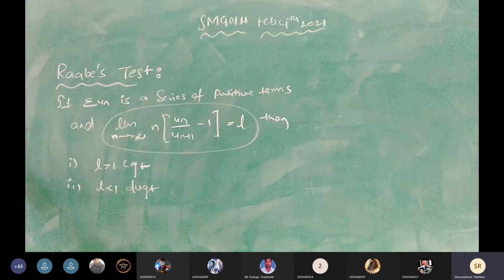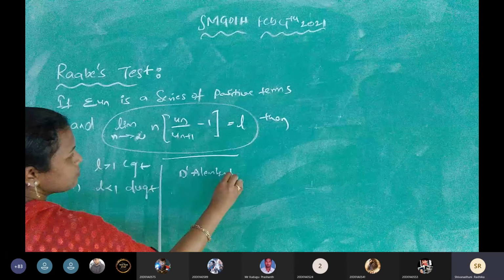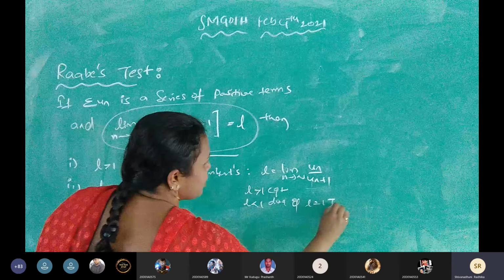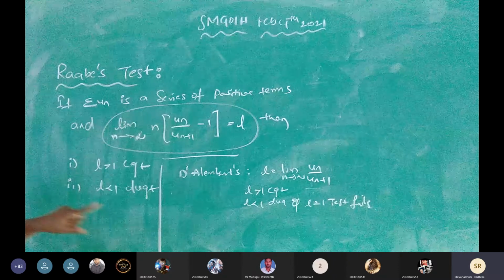Now, what is D'Alembert's? L equals limit n tends to infinity of un by un plus 1. The conditions of D'Alembert's: L greater than 1 convergent, L less than 1 divergent, and L equals 1 test fails. Is it clear? See the conditions of Rabe's and D'Alembert's. L greater than 1 convergent, L less than 1 divergent.